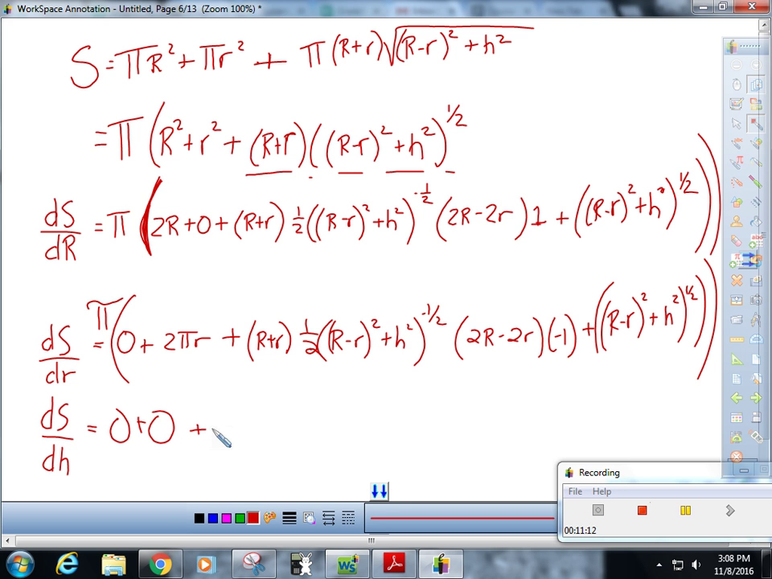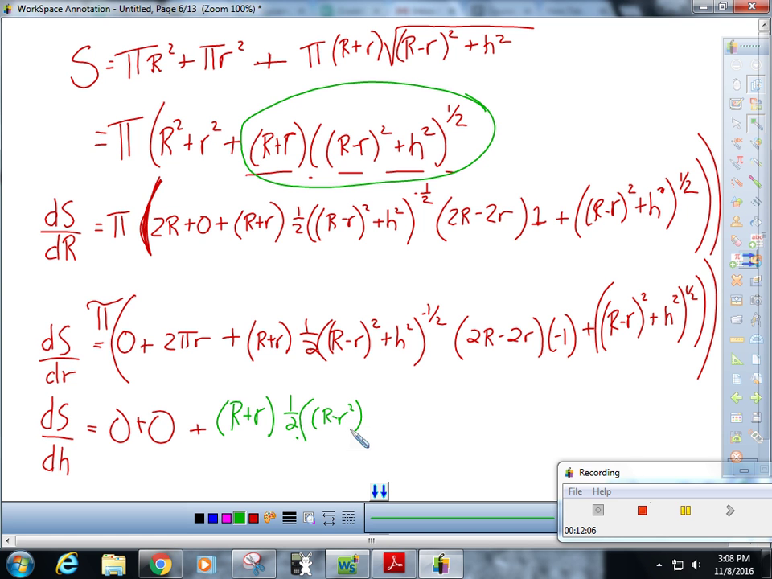Here we go. We are taking the derivative of this with respect to h. So it's first times the derivative of the second plus second times the derivative of the first. The derivative of the first will be 0, so it's just first times the derivative of the second. (r plus R), first, times the derivative of the second, is 1/2 times ((R minus r) squared plus h squared) to the negative 1/2 times the derivative of what's inside, which is actually much easier. It's just 2h, plus second times the derivative of the first is 0. So there are our partials.